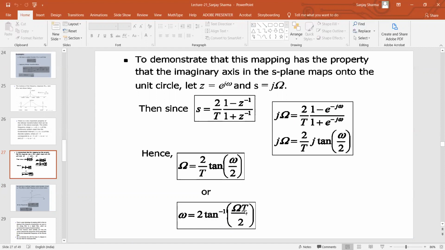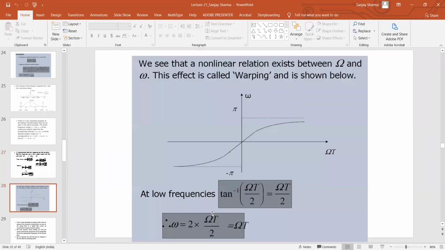Now we say that for smaller values of analog frequency, tan inverse theta we can approximate to theta only. That means if we take theta to be capital omega capital T by 2, so what is my small omega? Small omega will come out to be capital omega T, which is our usual. So that's why, for low frequencies, this relationship appears to be linear in this graph also.